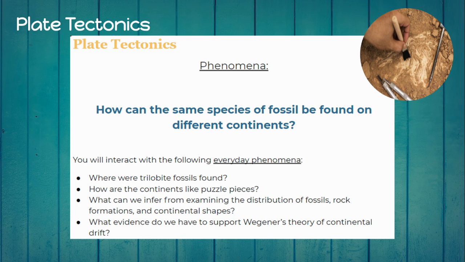You will interact with the following everyday phenomena. Where were trilobite fossils found? How are the continents like puzzle pieces? What can we infer from examining the distribution of fossils, rock formations, and continental shapes? What evidence do we have to support Wegener's theory of continental drift?